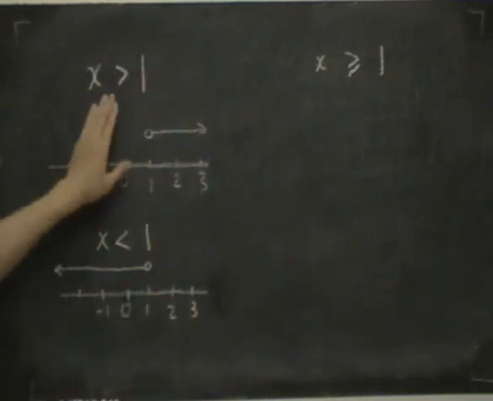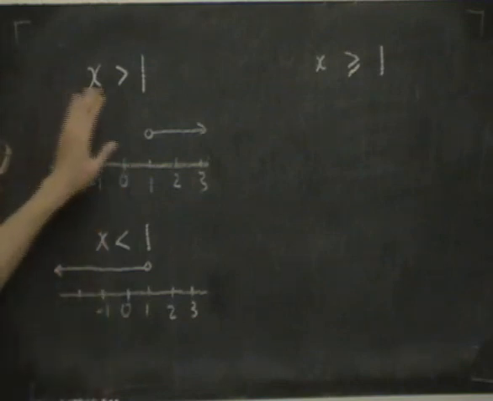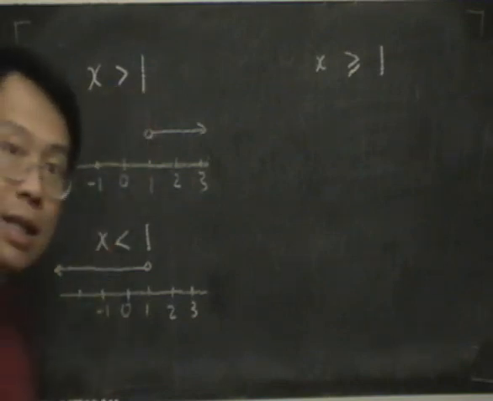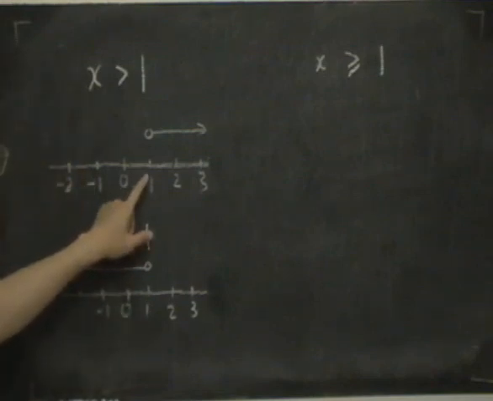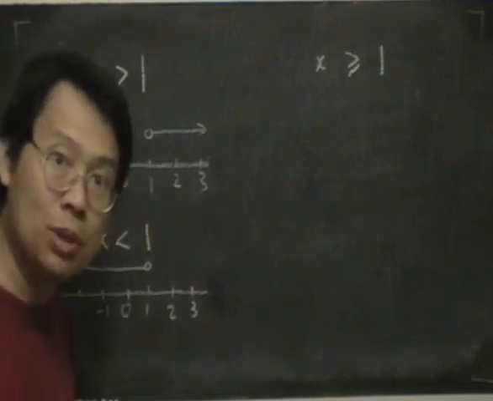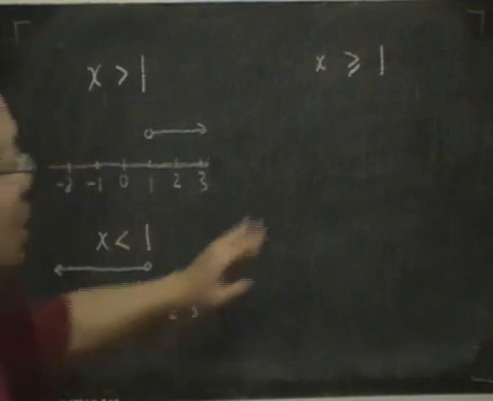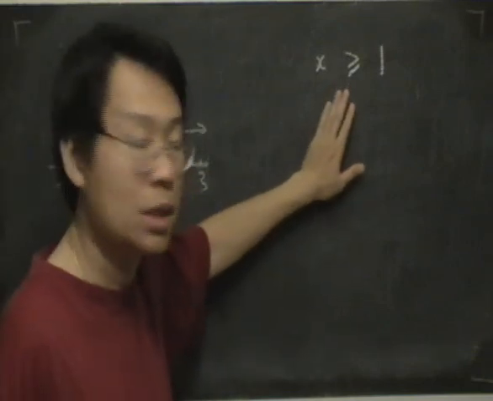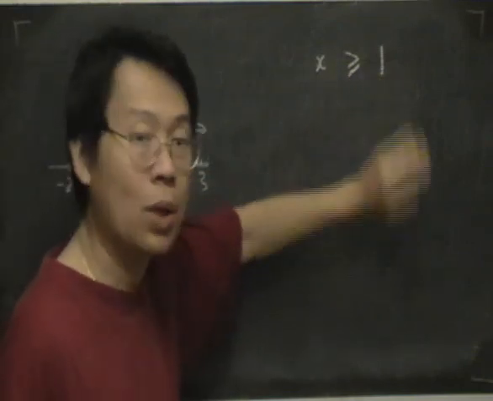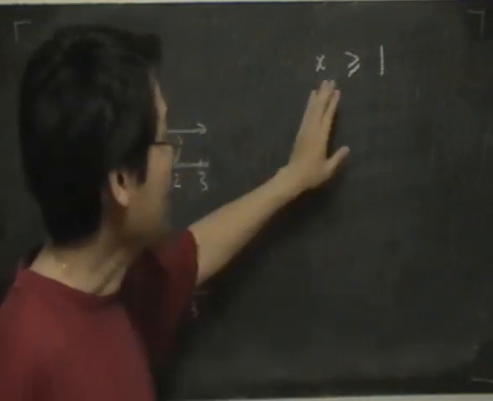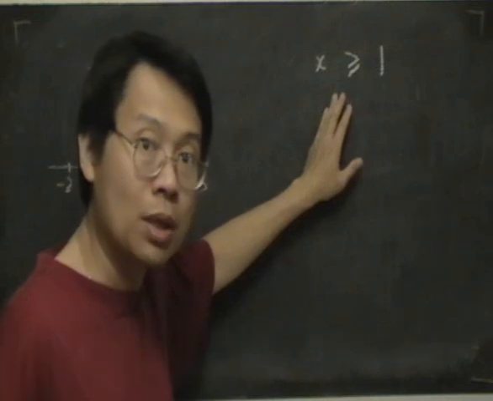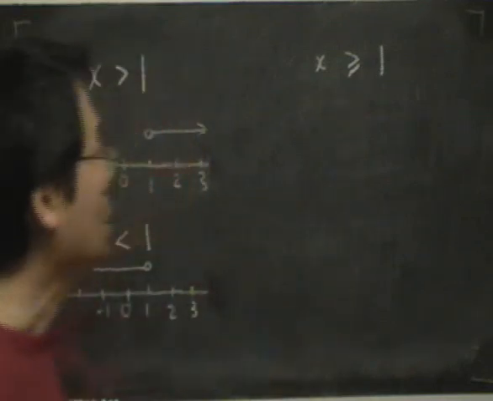Whereas in the first inequality, x has to be greater than 1. And that means that x cannot be equal to 1. Okay, it can be any number more than 1, but it cannot be equal to 1. But this inequality, this greater than or equal to 1, means that x can be any number greater than 1. X can also be equal to 1, but x cannot be less than 1.